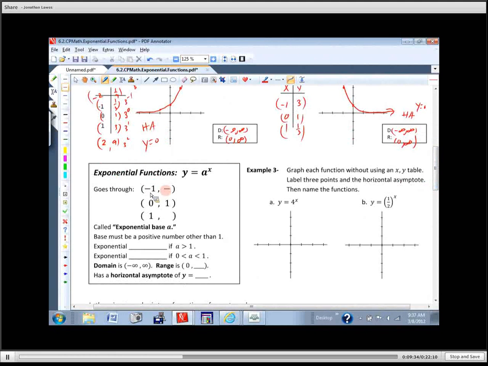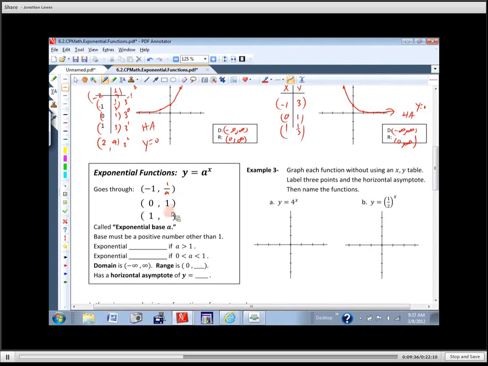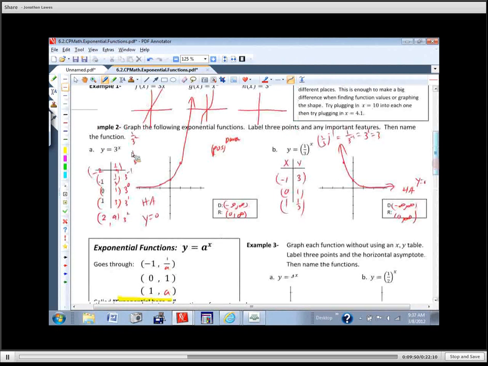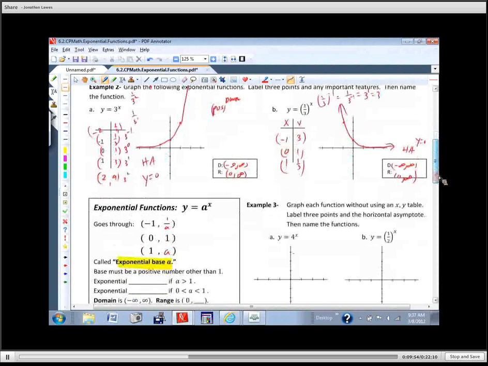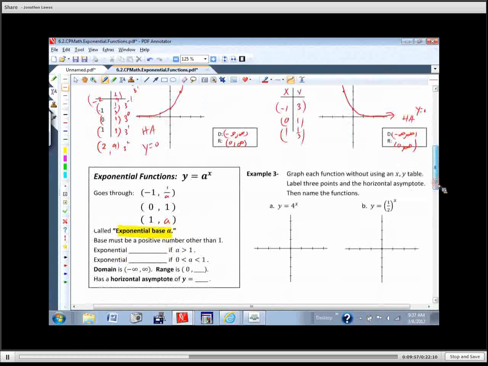So it goes through -1, 1 over a. It always goes through 0, 1, and it goes through 1 comma whatever the base is. Again, the name of this function is exponential base a. When you see it, you want to see it that way. So the examples that we did here, exponential base 3, exponential base 1/3. That tells us the category of the function. The base has to be a positive number other than 1.